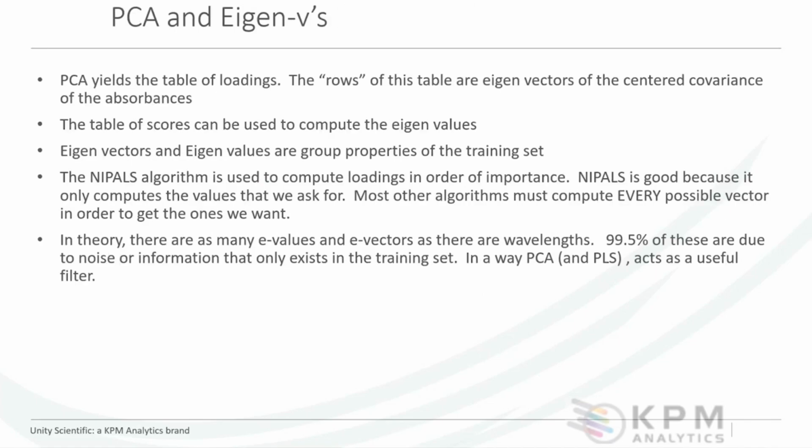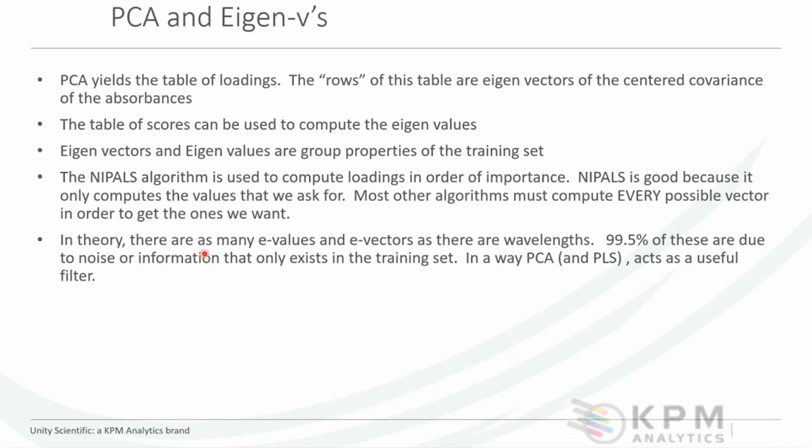So principal component analysis yields a table of loadings or eigenvectors. The rows are the eigenvectors. A table of scores is calculated, and these are the eigenvalues. And these are properties of the training set. There is an algorithm that computes this. If you want information on this, please go out and look at it.